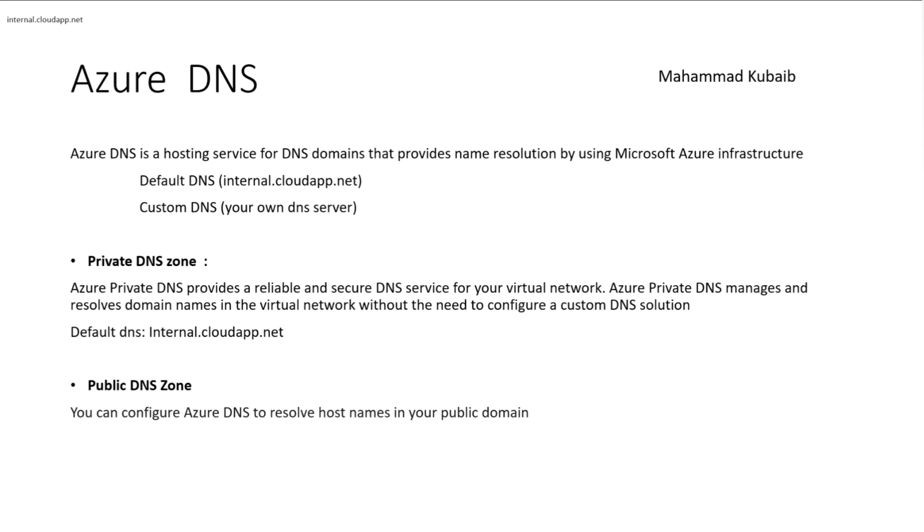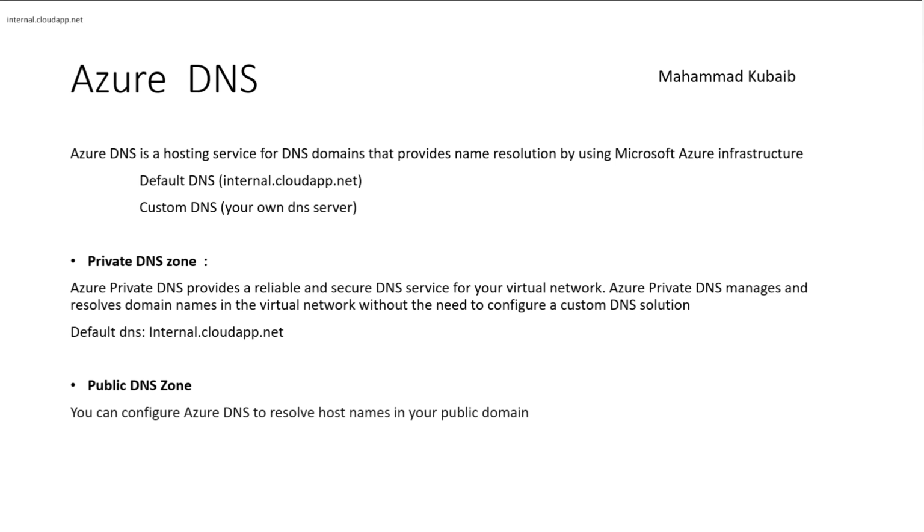One is the default DNS, which Microsoft provides for your resources by default, and it has a domain called internal.cloudapp.net. It means whenever you create any VMs and do the name resolution, it will use internal.cloudapp.net along with your VM name. If your VM name is VM1, then when you do the DNS lookup, the result will come with vm1.internal.cloudapp.net. So this is the default DNS that comes with Microsoft.